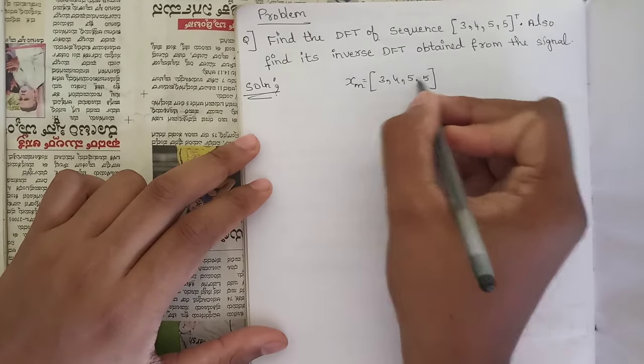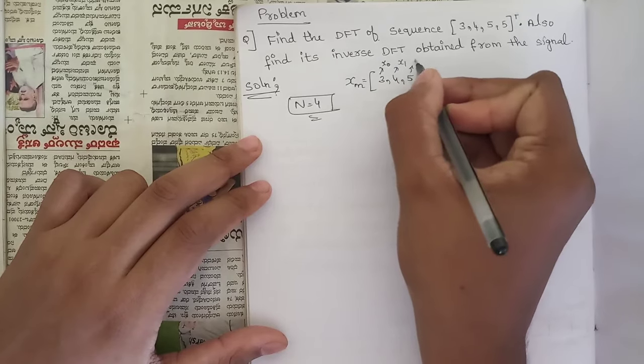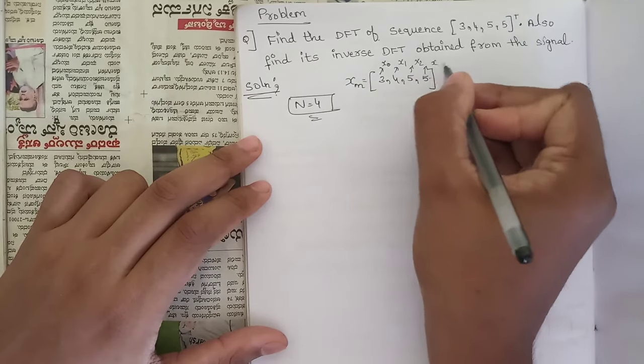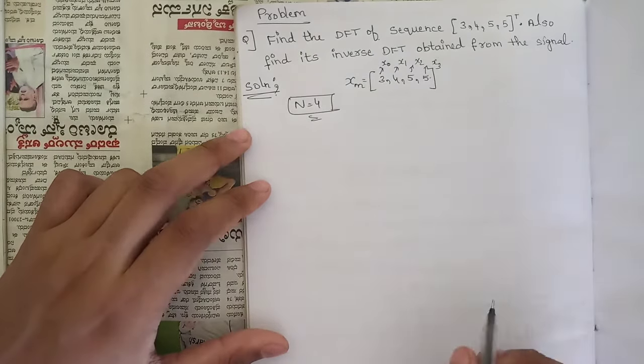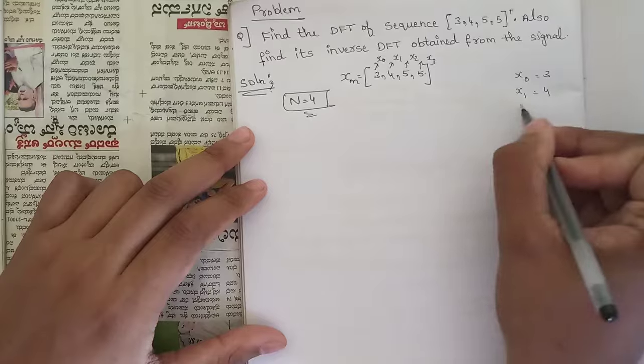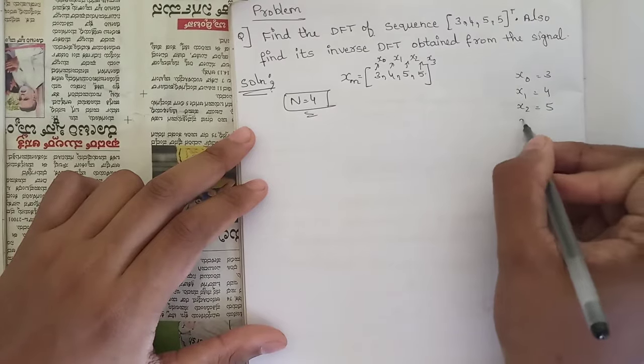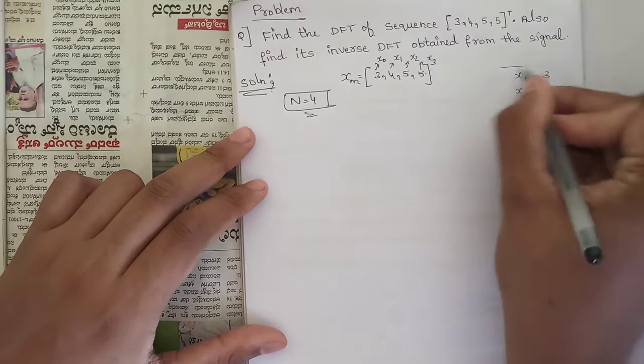Also this set is of xn, right? So we can write that this is x0, this is x1, this is x2, and this is x3, okay? If you want, you can write it here separately. x0 is equal to 3, x1 is equal to 4, x2 is equal to 5, and x3 is equal to 5.